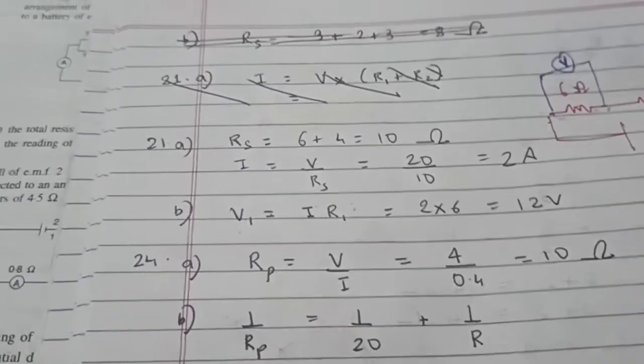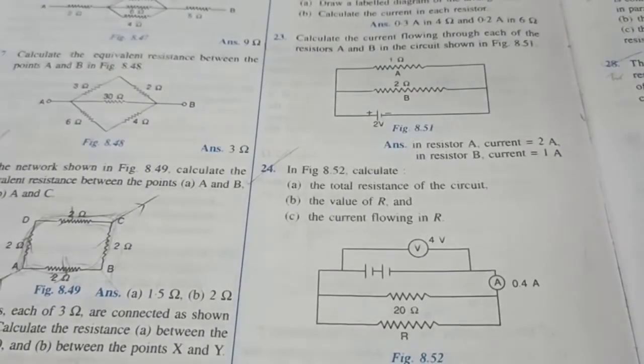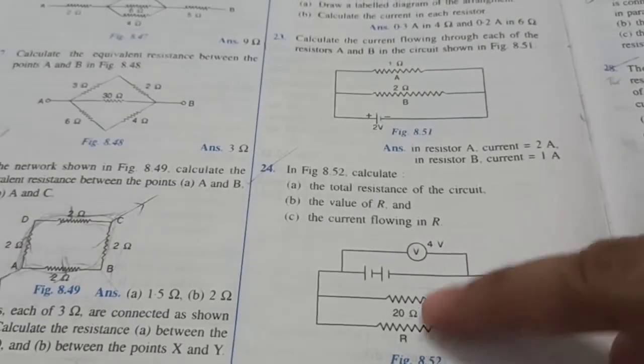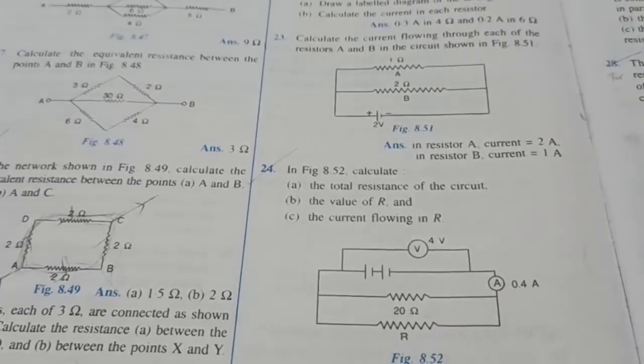Next, 24th sum. Diagram is given. They've asked, first of all, what is the total resistance of the circuit. I see there are only 2 resistances, 20 and R. R is unknown. They are in parallel. If I knew the value of R, I would have used 1 upon RP formula to get the total resistance. But we don't know R. So some other way to find the total resistance.